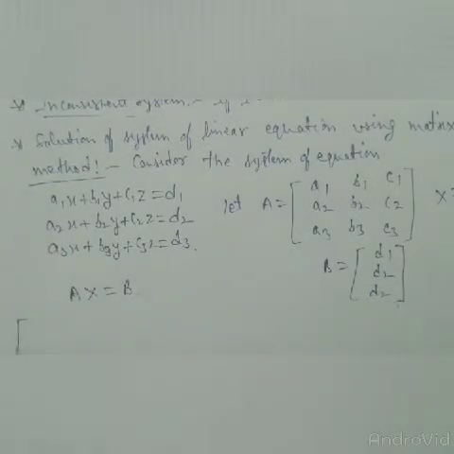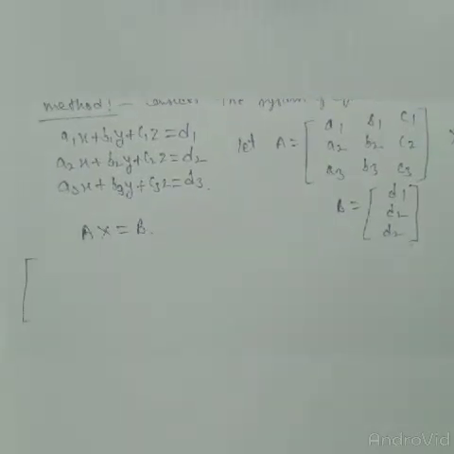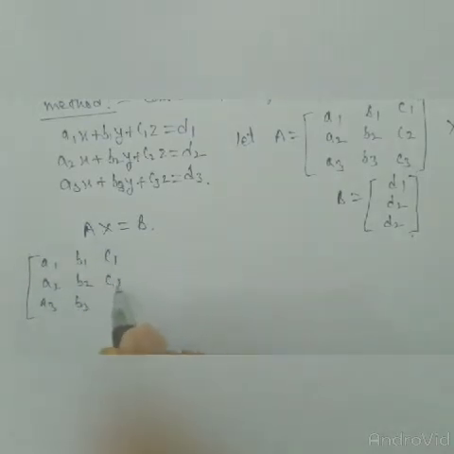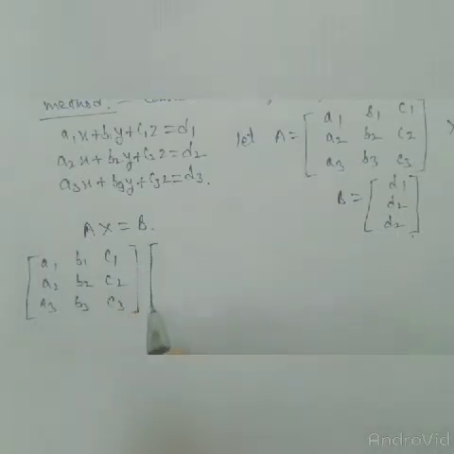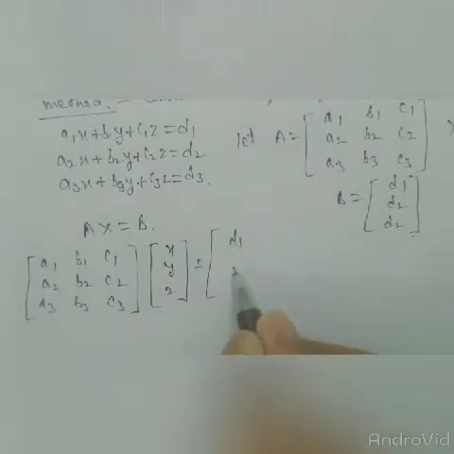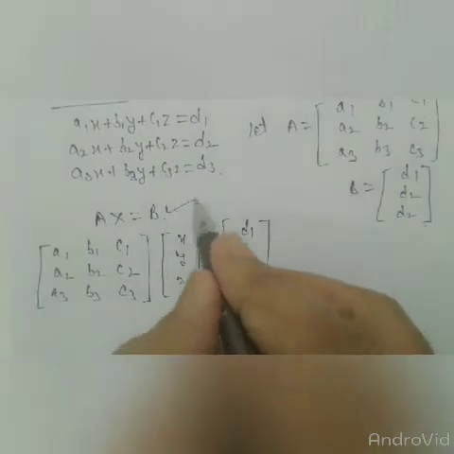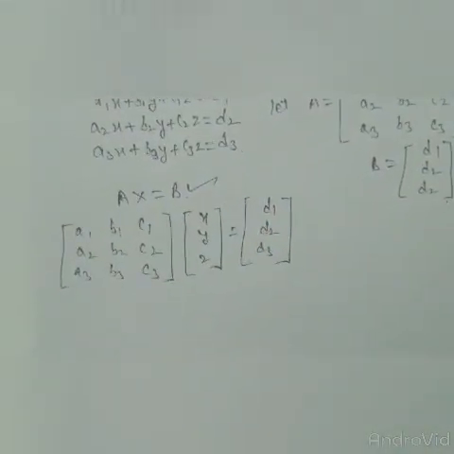Clear? Means A is what? We have A is a1, a2, a3, b1, b2, b3, c1, c2, c3. This is X, that is x, y, z, and this is B. B is d1, d2, d3. If we multiply, then we get the above system of equations. Clear? So AX equals B, which is the matrix method. We have two cases.